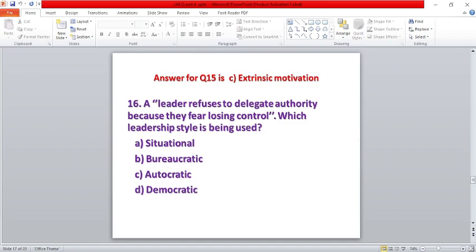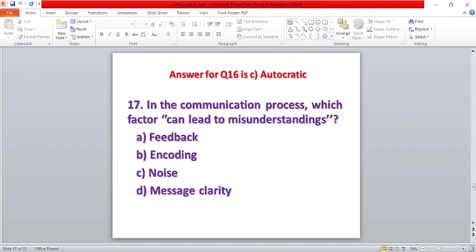Question number 16. A manager refuses to delegate authority because they fear losing control. Which leadership style is being used? A. Situational. B. Bureaucratic. C. Autocratic. D. Democratic. The answer for this question is C. Autocratic.